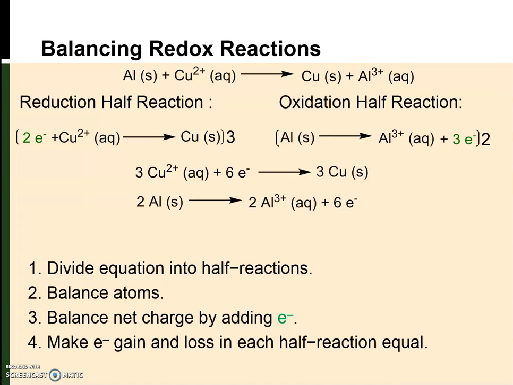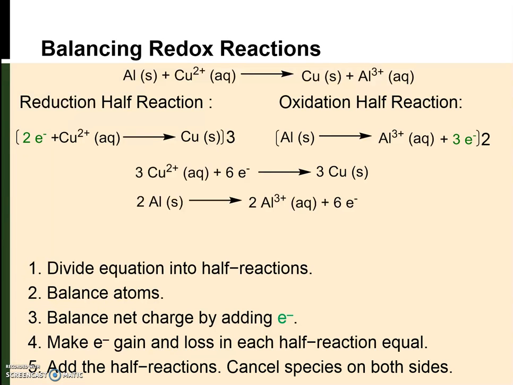Now we have the number of electrons balanced in each of the two equations, and so we now want to add the two half reactions and cancel any species that are on both sides. In this case, the only species that are present on both sides are the 6 electrons. So the electrons will cancel, giving us this overall balanced chemical equation.